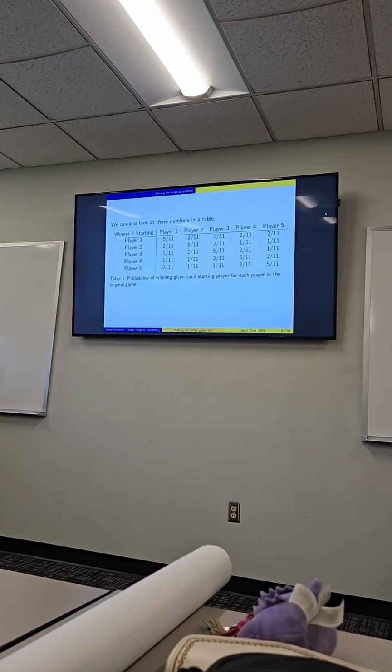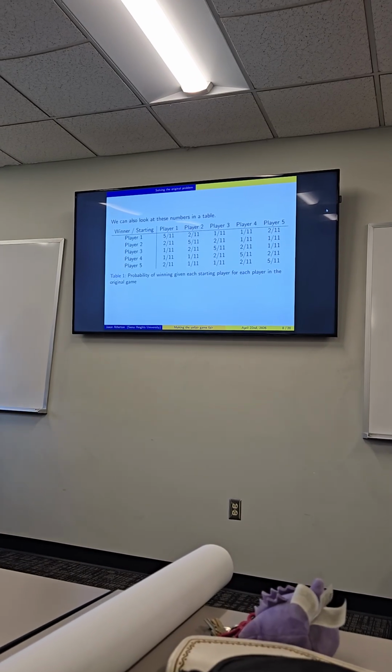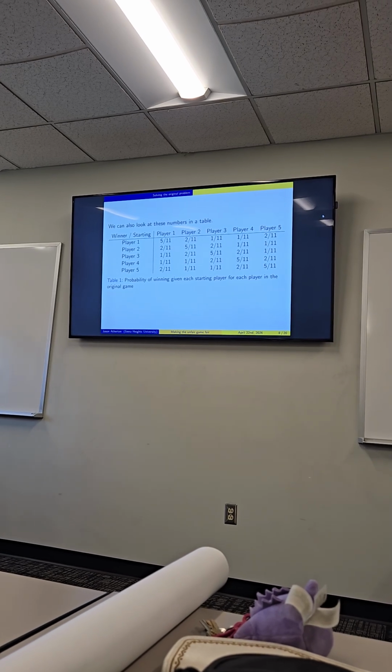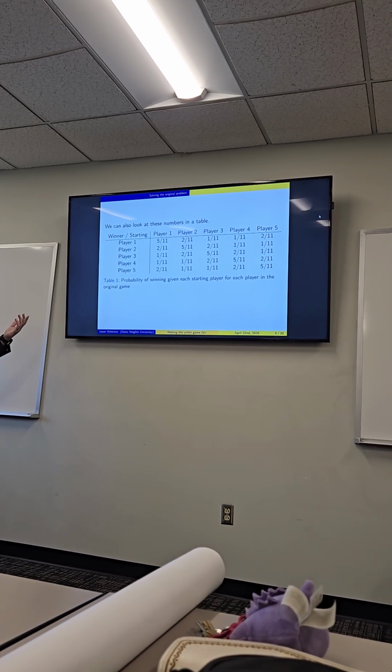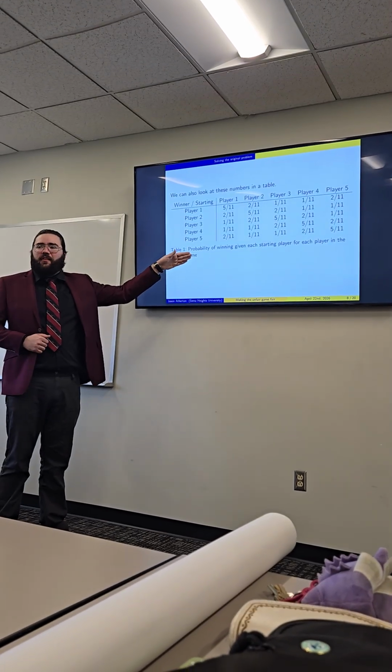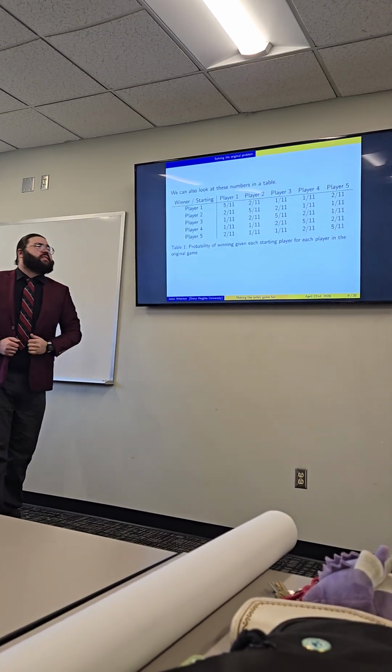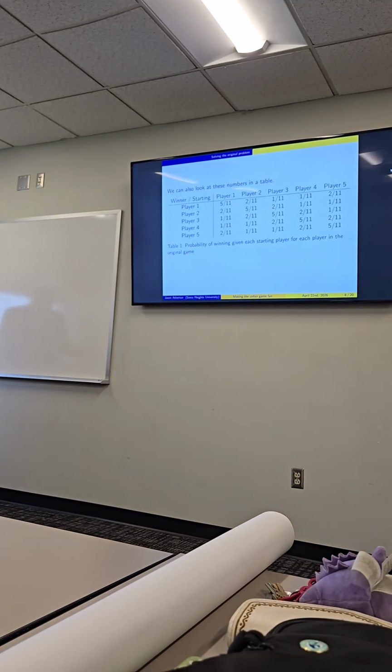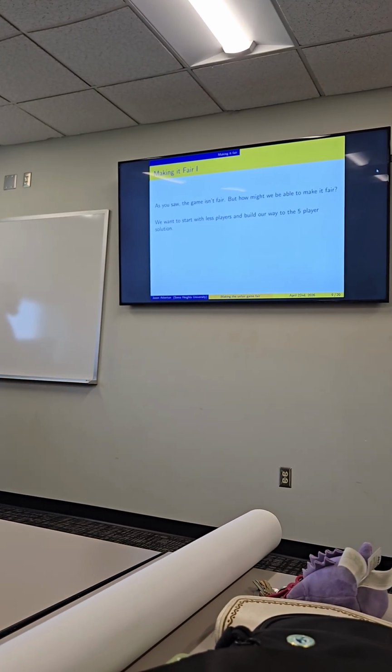They only have a 1 out of 11 chance of winning. Clearly, it's not fair. And we can look at the table to make it a little more digestible to see. It's just not really fair for anyone. If it was fair, player 1's column would be all the same value. So the question becomes, how do we make it fair?